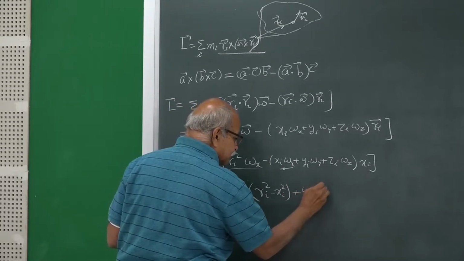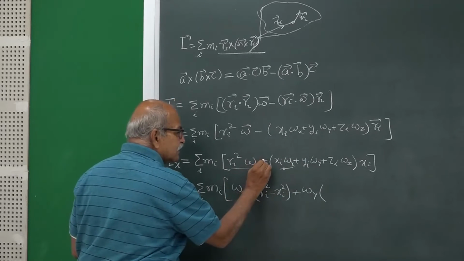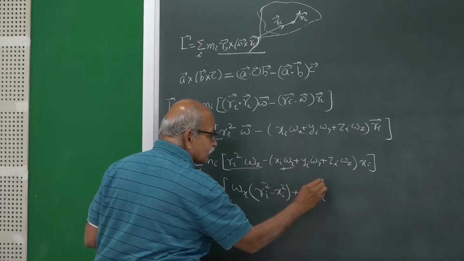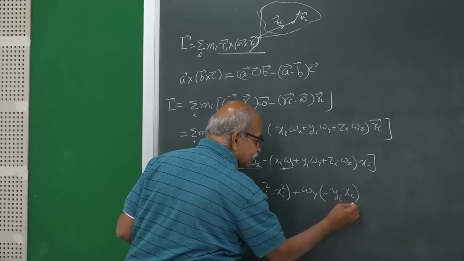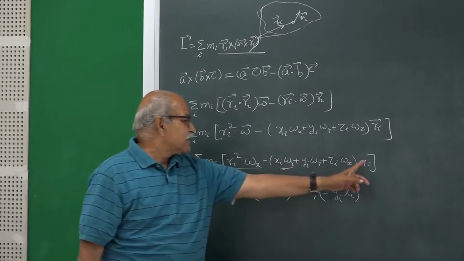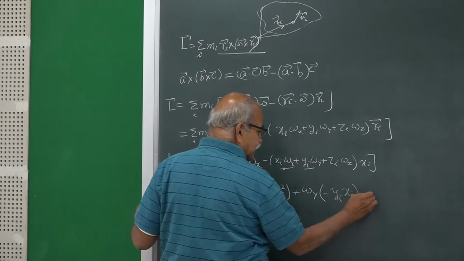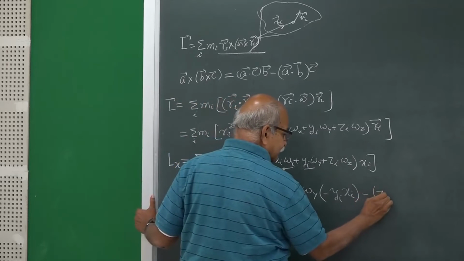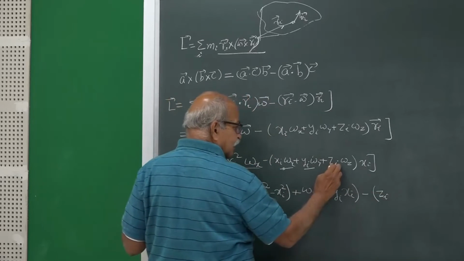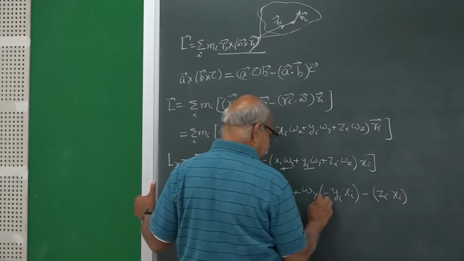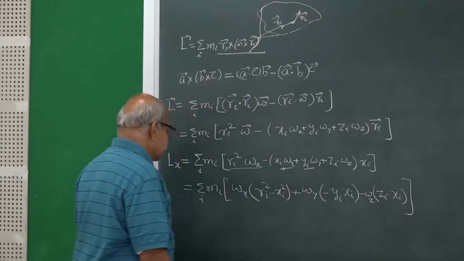plus omega_y. Where is omega_y? Here is omega_y, the only place. So, it is minus y_i and x_i. Just multiplication here. So, I have taken the omega_y part, and the only term left is this, which is minus, and then z_i. Omega_z I will be writing outside. So, x_i and this omega_z. So, minus omega_z. That is it.